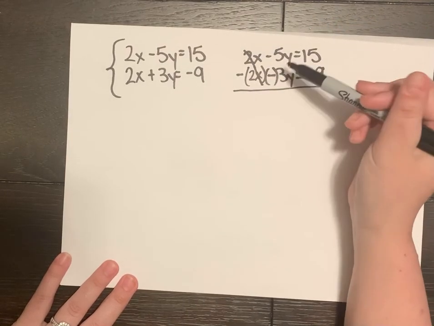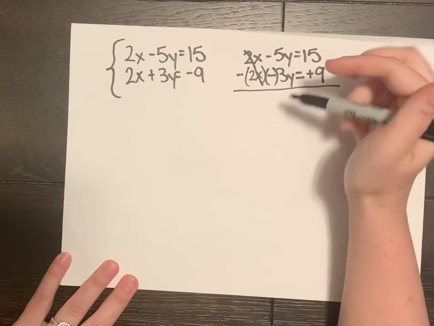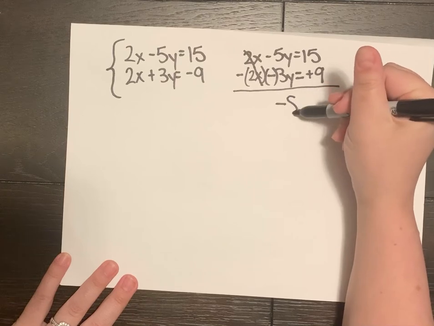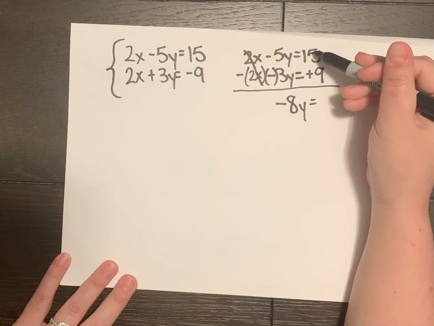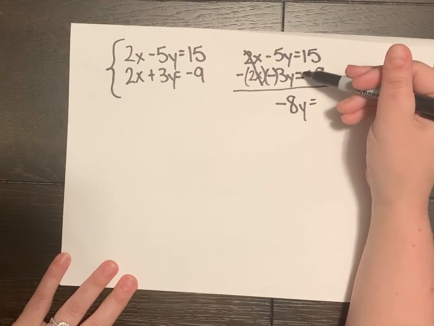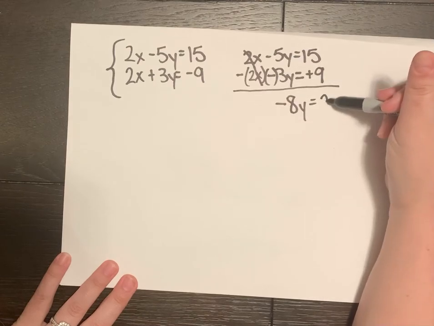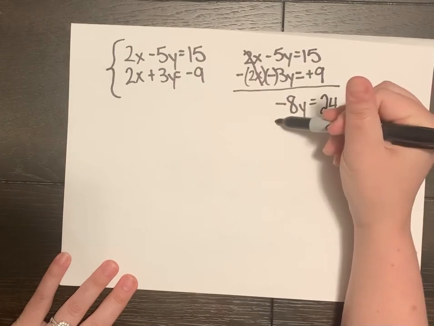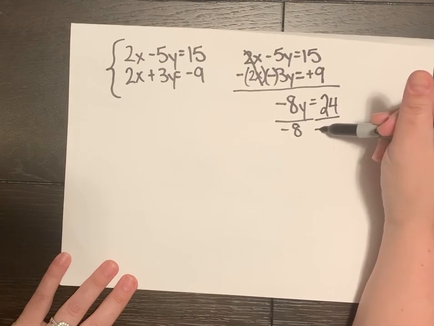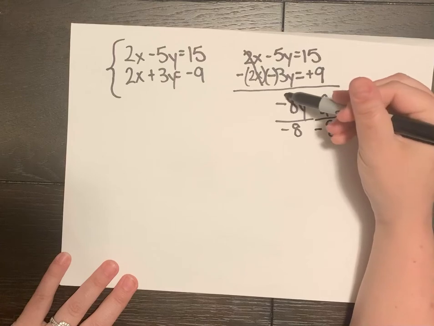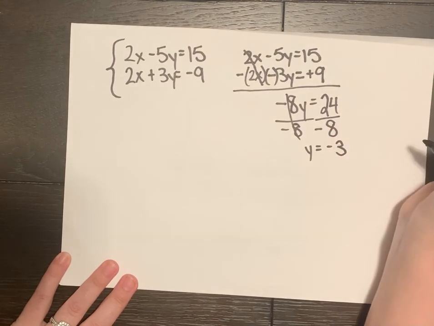So then for this one, I would say negative 5y minus 3y. That gives you negative 8y. And then 15 plus the 9, because remember we changed its sign, gives you 24. So I'd divide by negative 8. I would get y equals negative 3.